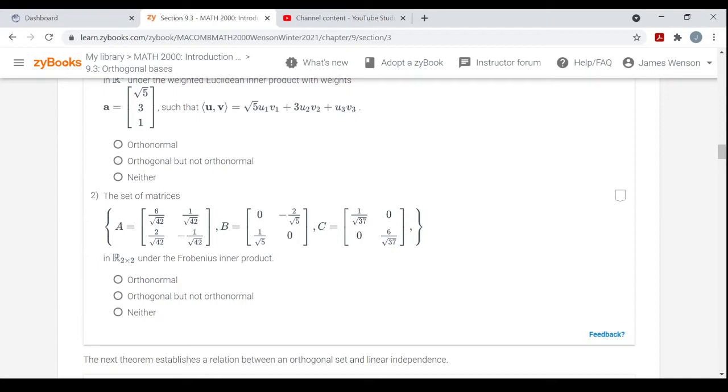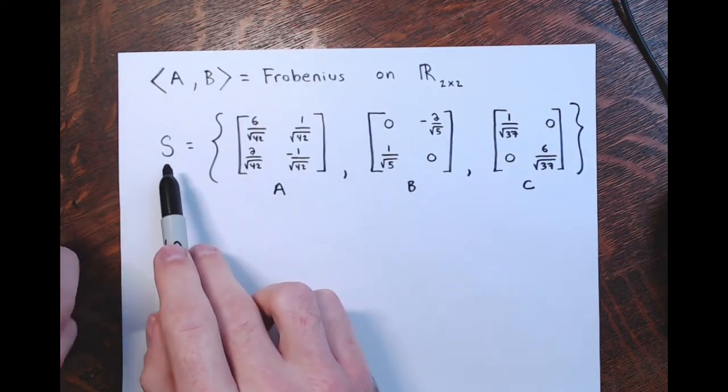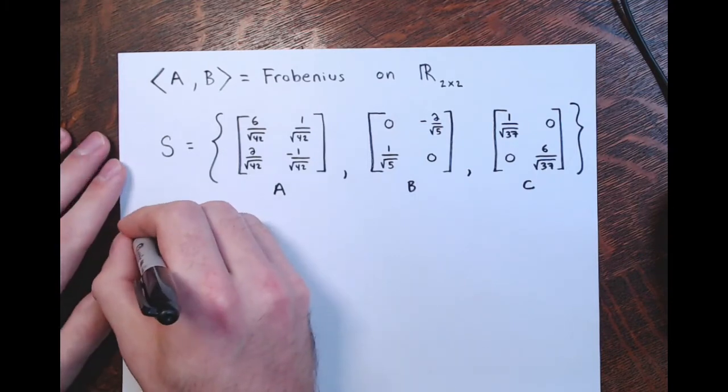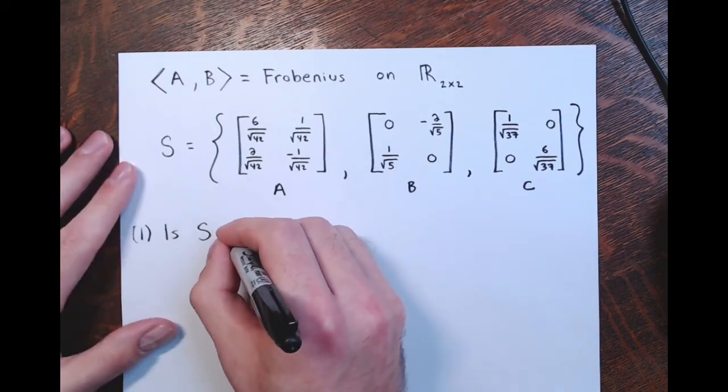Is this set of matrices in R2 by 2 an orthogonal set? And if it is an orthogonal set, then we'll ask the question, is it an orthonormal set? Okay, so here's this set of 3 matrices from R2 by 2. We got the Frobenius inner product. And we're asked, I called it set S, is set S... So is S an orthogonal set?